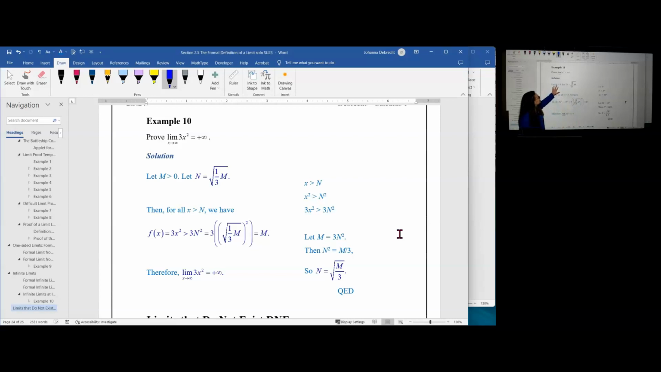And then I write the formal statement. Let m be greater than 0. Let n equal the square root of m over 3. Then for all x greater than n, we have the function 3x squared greater than 3n squared, which is 3 times the square root of m over 3 squared, which is m. Therefore, the limit goes to positive infinity. And we finish it off with QED.